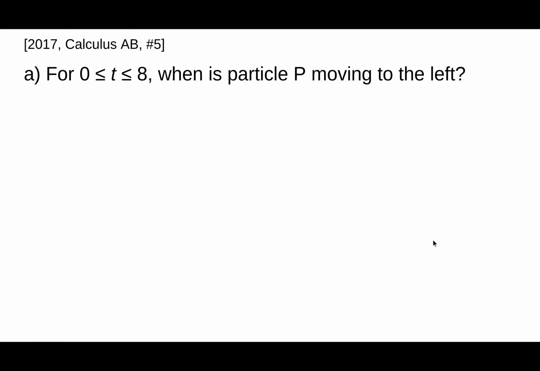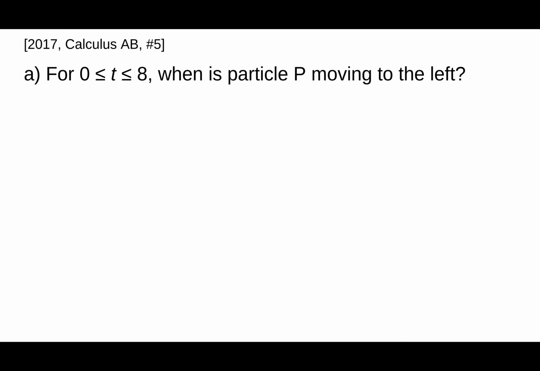This question is from the 2017 AB exam. It's question number 5. It is not calculator active. In the question stem, we're told about two particles P and Q moving along the x-axis. We are given a function x of t that describes the position of particle P, and we are given another function v of t, which gives us the velocity of particle Q at time t.